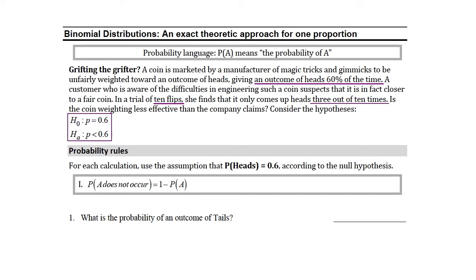The null hypothesis that the weighting really is the 0.6 claimed by the manufacturer, and the alternative hypothesis that it is closer to being a fair coin than that, so we would think maybe around 0.5, but in particular less than 0.6.